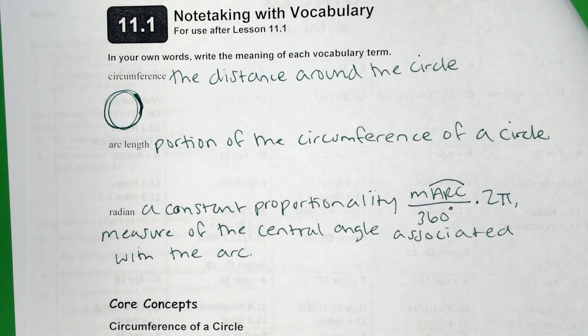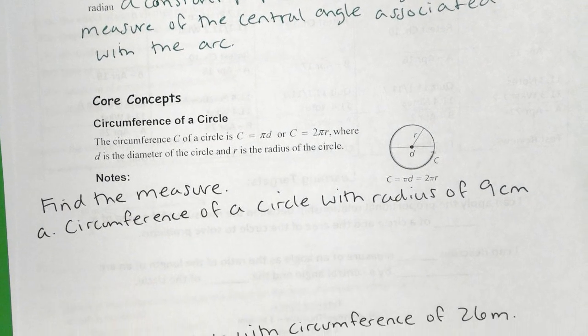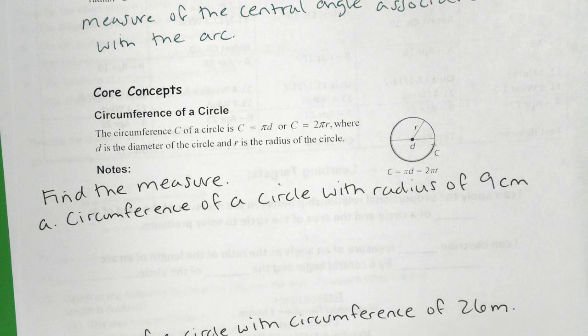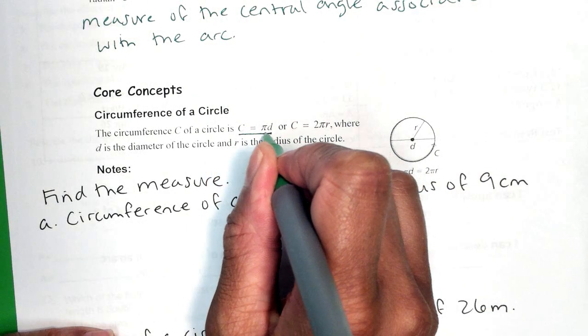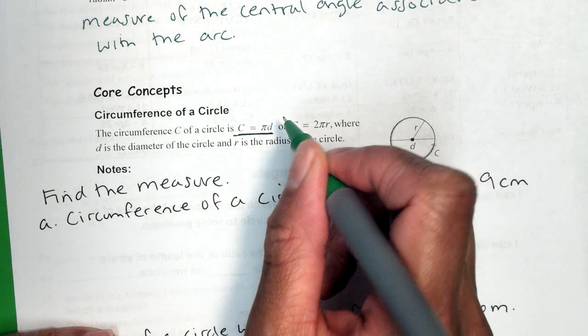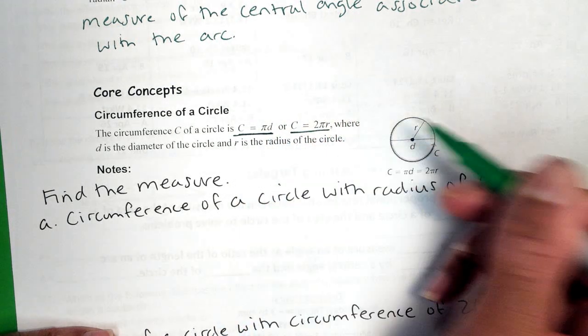And so now we're going to go down to our core concepts. Our first core concept is the circumference of a circle. So remember, that is the distance around the circle. And that definition is expressed as a formula where the circumference equals pi times the diameter, or 2 times the radius.